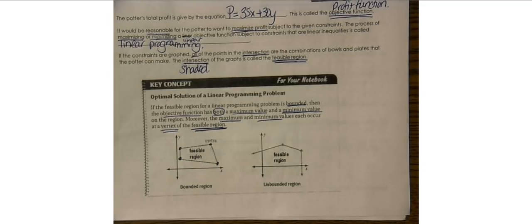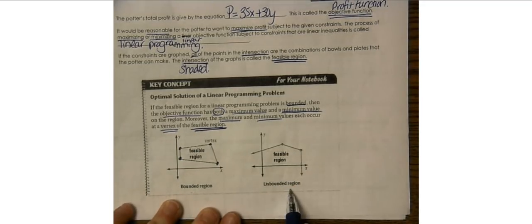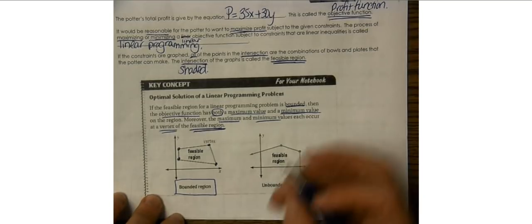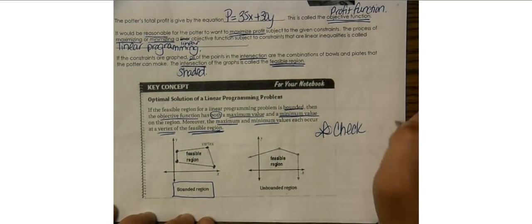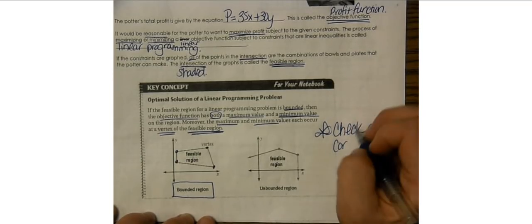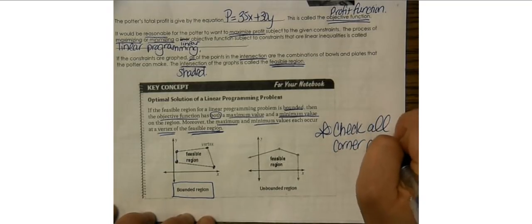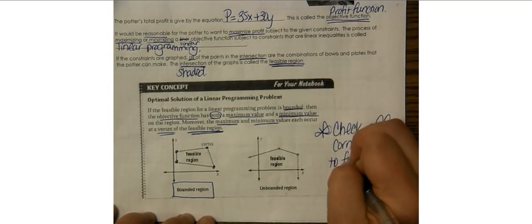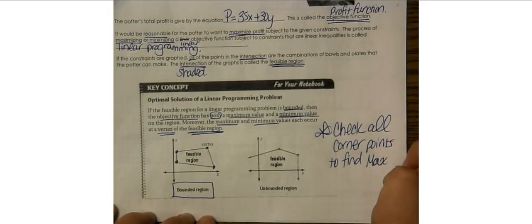So in these problems, we're not going to be working with unbounded regions. For our class, we're going to only be working in the realm of bounded regions. And what I'm going to ask you to do is check and identify all corner points, all vertices. And this is to find your maximum or minimum profit.